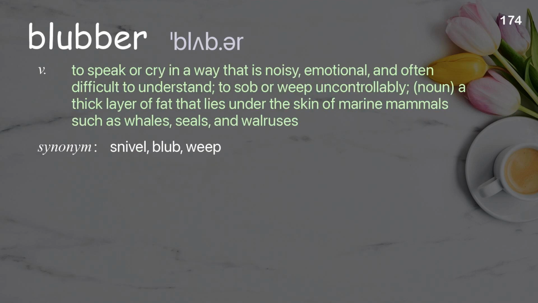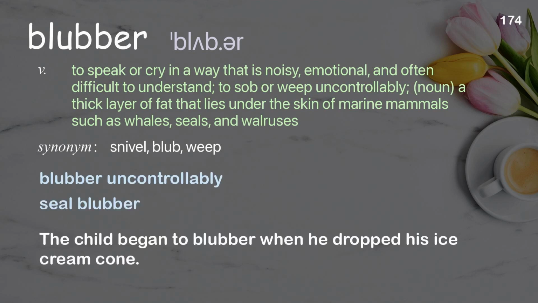Blubber. To speak or cry in a way that is noisy, emotional, and often difficult to understand. To sob or weep uncontrollably. Noun: a thick layer of fat that lies under the skin of marine mammals such as whales, seals, and walruses. Examples: Blubber uncontrollably. Seal blubber. The child began to blubber when he dropped his ice cream cone.